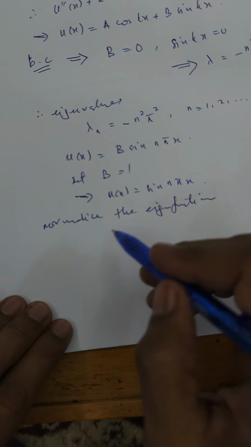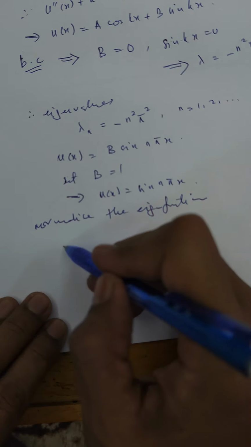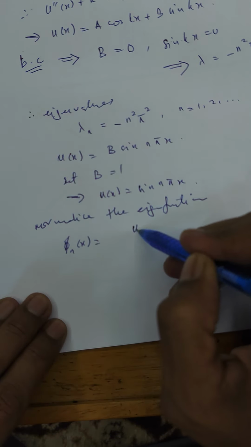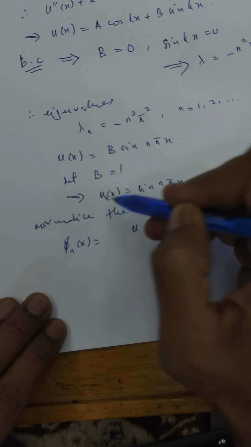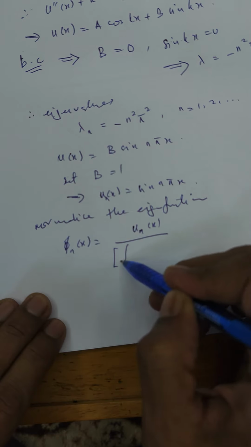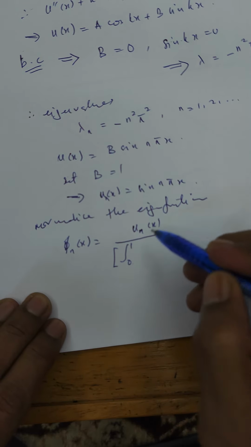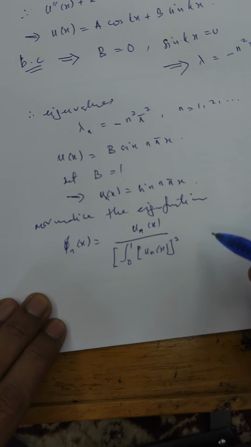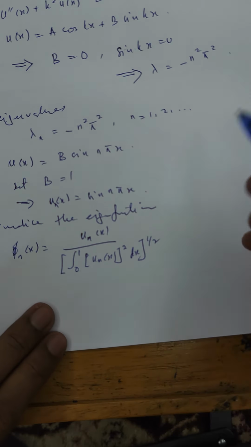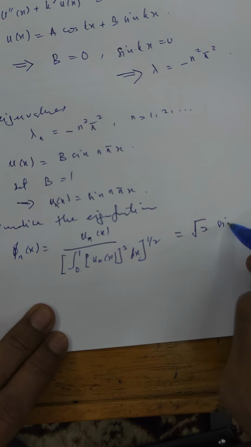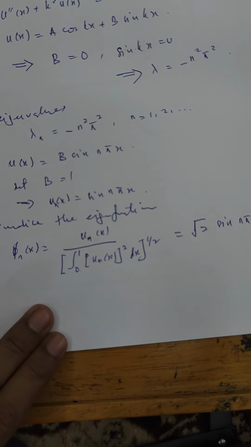So what we have, phi n x is u n x over the integral from 0 to 1 of u n x squared dx, to the half. If you substitute into there, you will find this is given as square root of 2 sin n pi x.